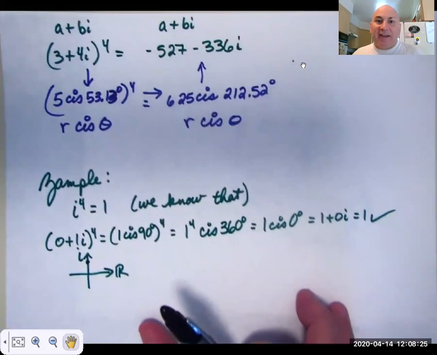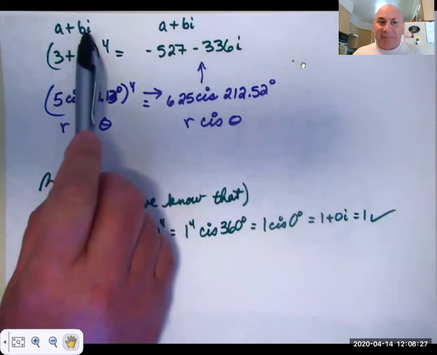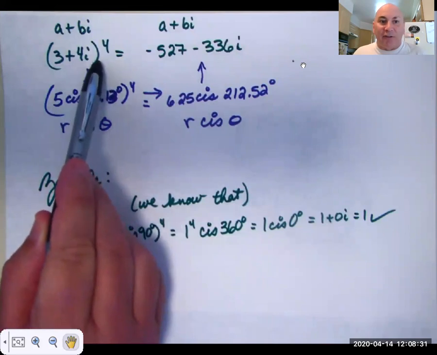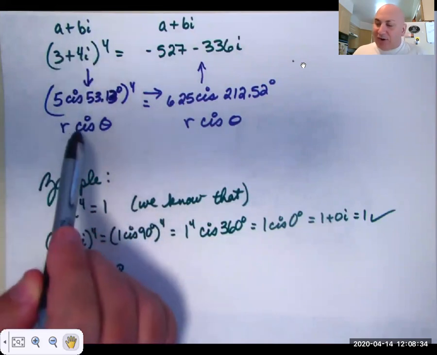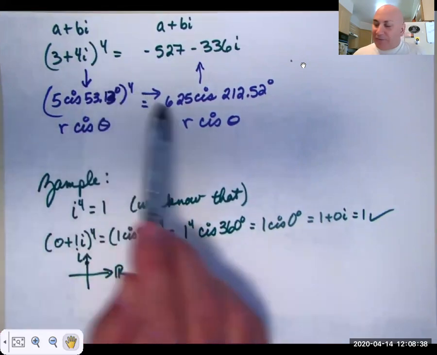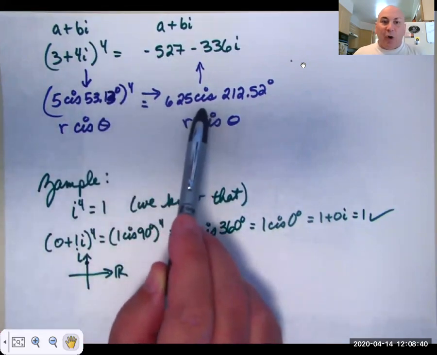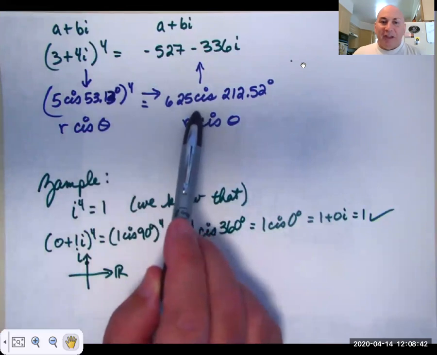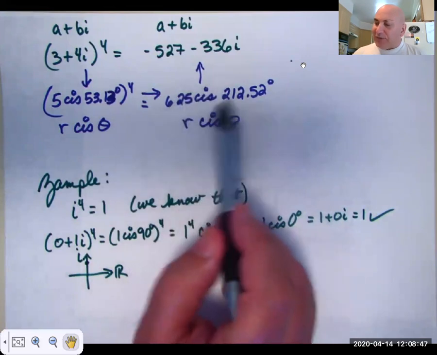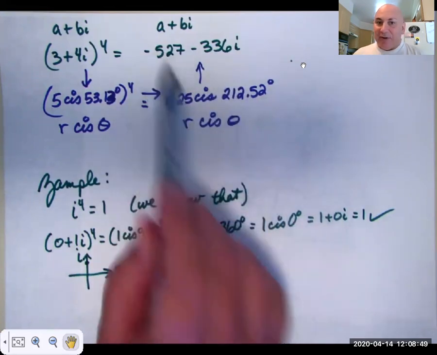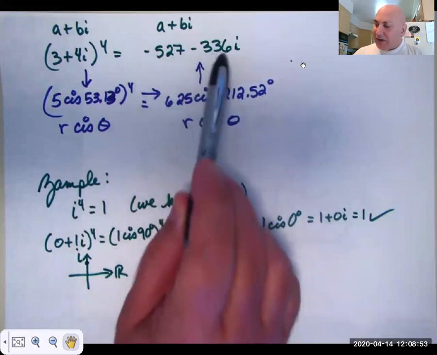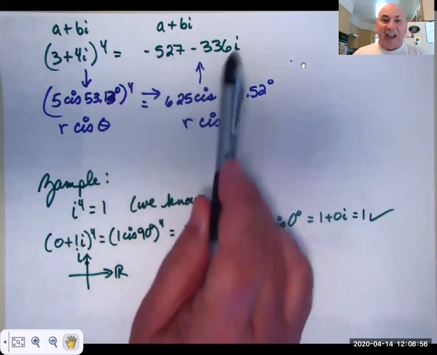So if I want to take the number a plus bi and raise it to a power, for instance, 3 plus 4i to the fourth, first I convert it to r cis theta, raise it to the fourth power using DeMoivre's theorem, and then use the distributive property, 625 times the cosine of this to get this number, 625 times the sine of this to get this number, and then there's my i.